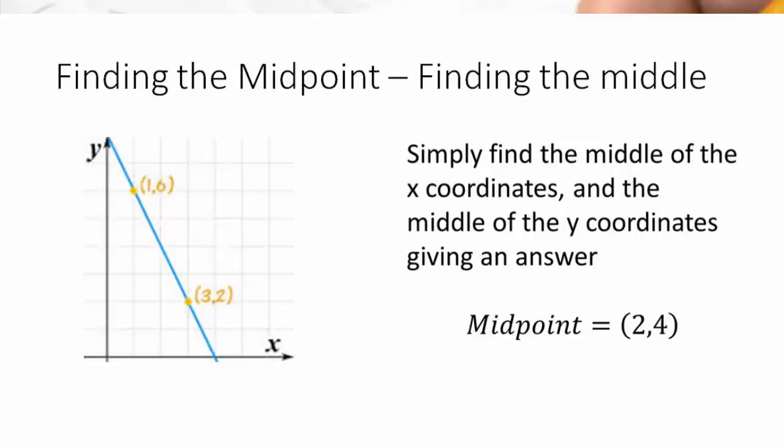Now the middle of 1 and 3 is clearly 2, so the midpoint's x coordinate will be 2, and the middle of 6 and 2 is simply 4, and therefore the midpoint's y coordinate will be 4.